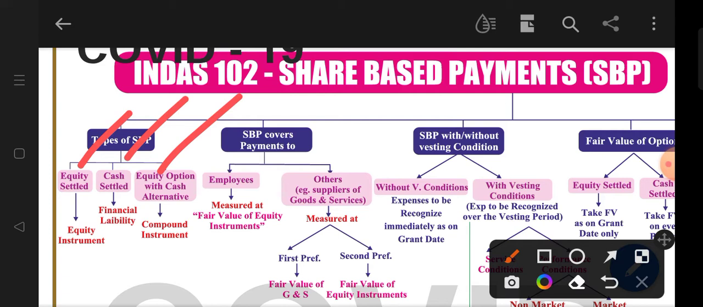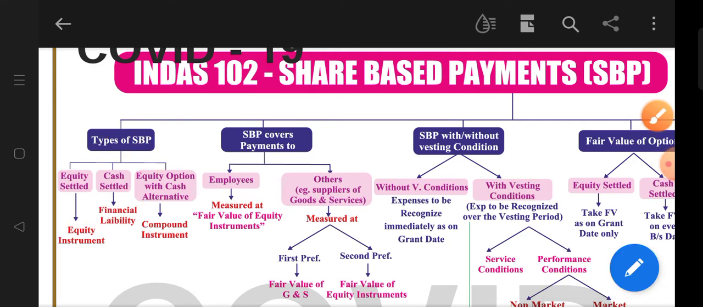So what is equity settled? If it is equity settled, the company will treat that as equity. They will treat that as an equity instrument. If it is cash settled, they definitely have to pay this much amount. So the entity will treat that as a financial liability. They will disclose that as a financial liability in that case.